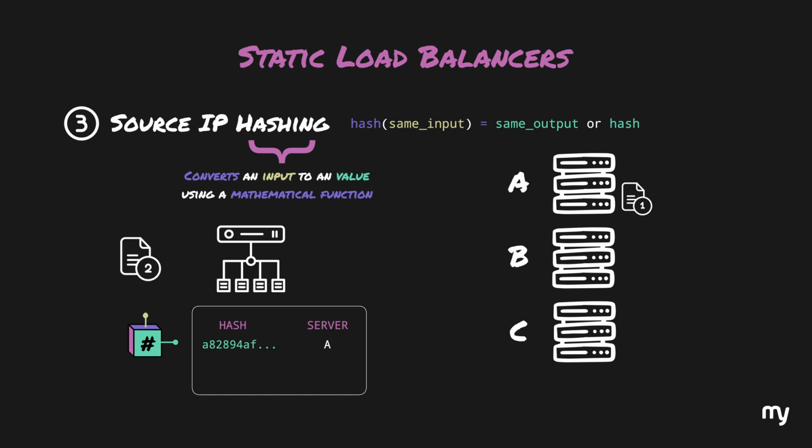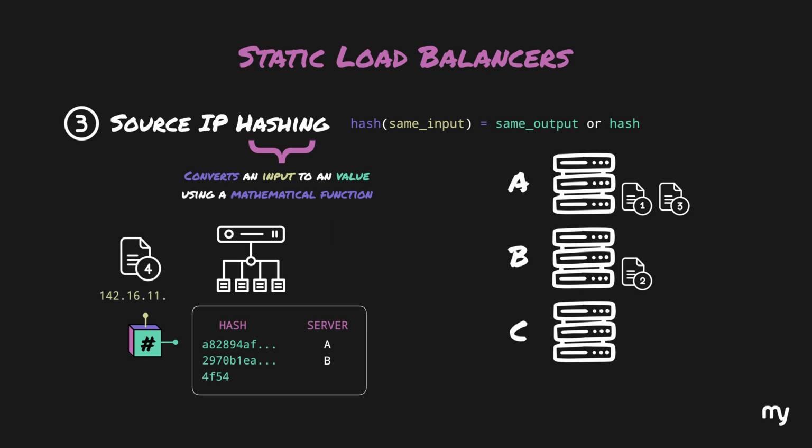Now another request comes to the load balancer from a different IP address. It creates a hash of this IP address and maps it to the next server. The next server may be chosen by a round-robin or a weighted round-robin algorithm. In this case, let's say it maps to server B. Now, when a new request from the first IP address is received, the load balancer hashes the IP address again and finds that this hash is already mapped to server A, so it sends this request to server A.